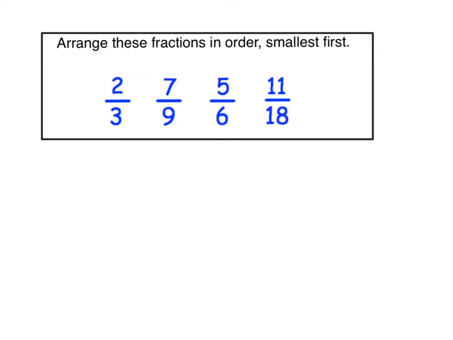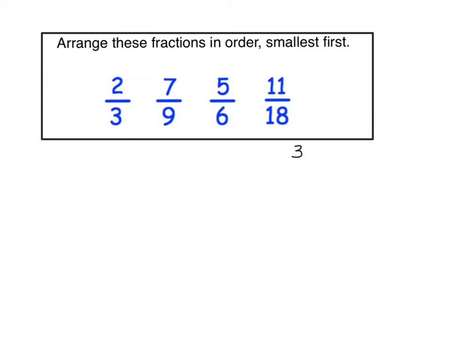So we're going to order these fractions. Now just looking at these, it's impossible to tell. What we need to do is make it so that we can compare them, and to be able to compare them, they need to have a common denominator. So let's think, what's in the 3 times tables, the 9 times tables, the 6 times tables, and the 18 times tables? And we can actually just write those out.